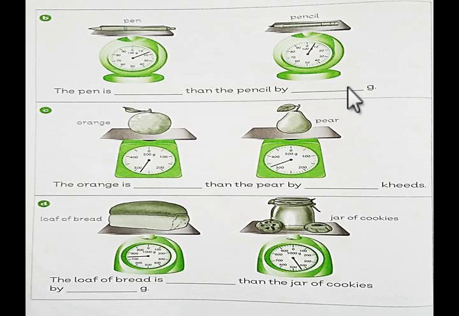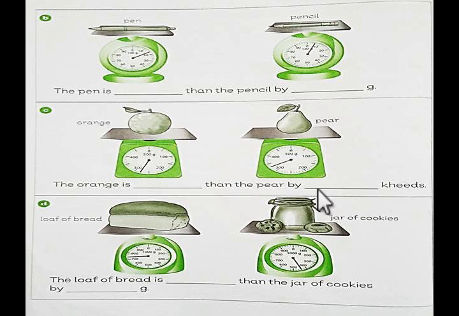And see, we have orange and pear. Okay, look at the pointer. Orange is what, heavier or lighter than the pear, by how many kilograms? Right here.